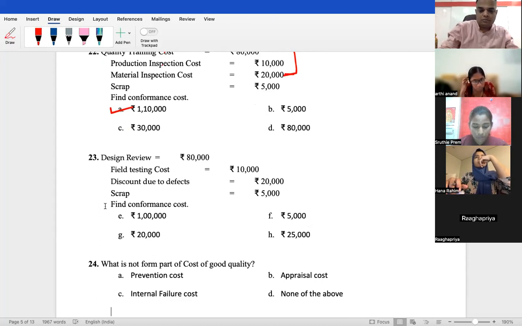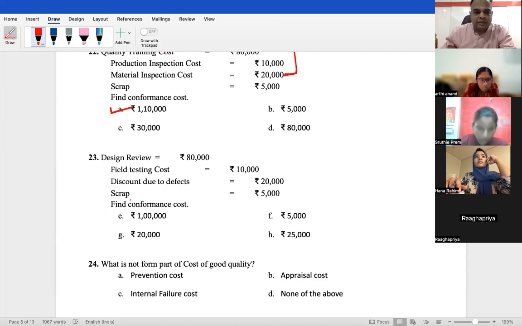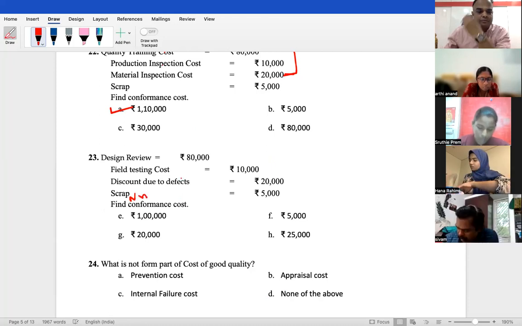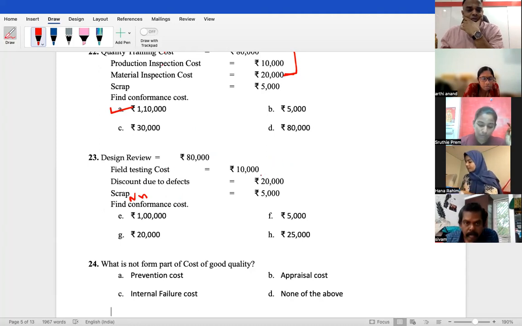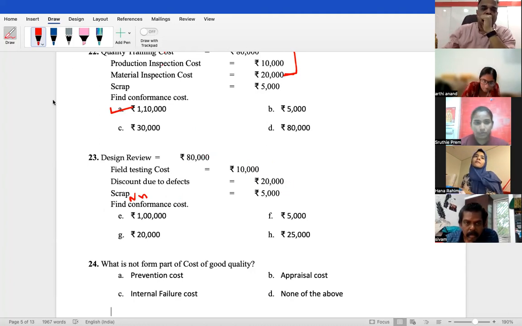Design review 80,000, field testing cost 10,000, discounts due to defects 20,000, scrap 5,000. Find the non-conformance cost. What and all comes under non-conformance cost? Internal and external failure. Scrap will come, discount due to defect is external. Am I right? Yes, sir. Discounts and scrap are non-conformance. So total comes to 25,000. So 25,000 is the correct answer. Okay.